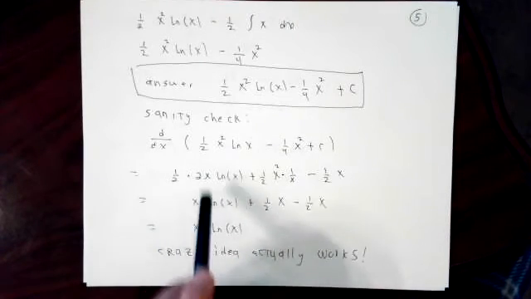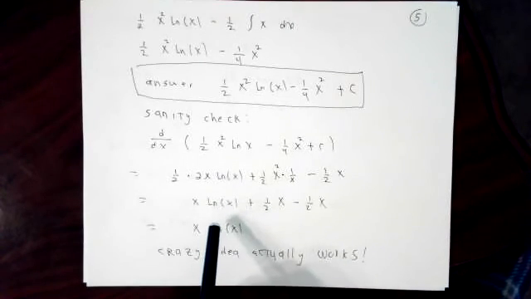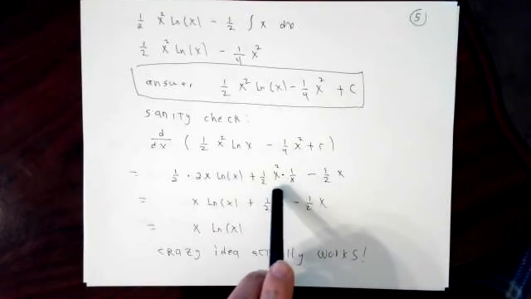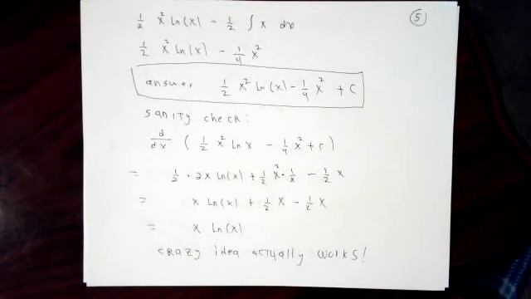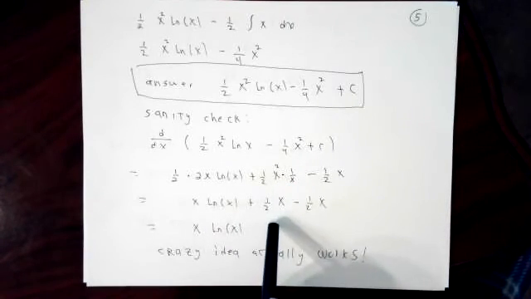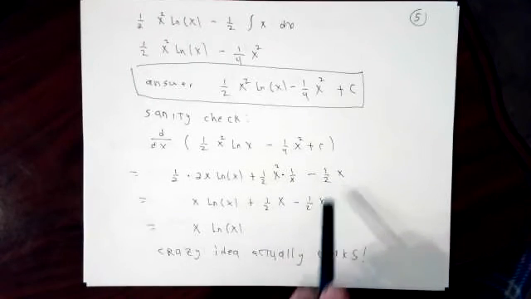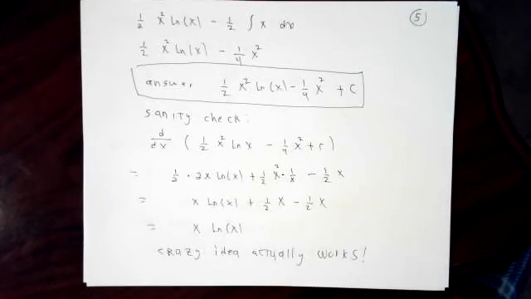Simplify: these 2's cancel out, so that turns into x natural log x. Here, a factor of x cancels out, resulting in 1/2 x, and I am subtracting away 1/2 x. So the derivative of this alleged answer is actually x times natural log of x, and this crazy integration by parts idea actually worked.